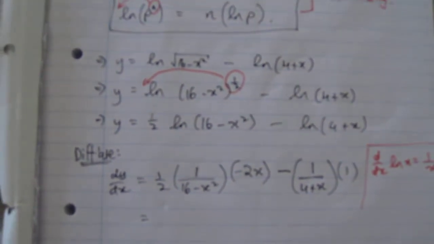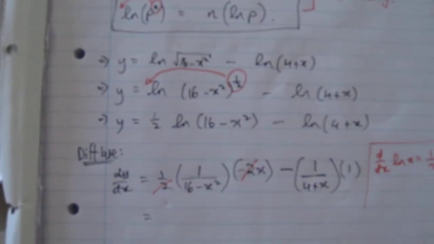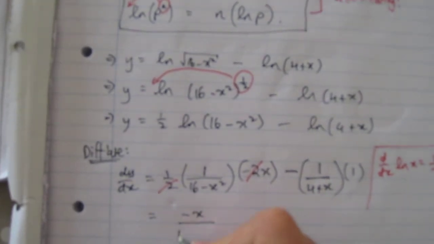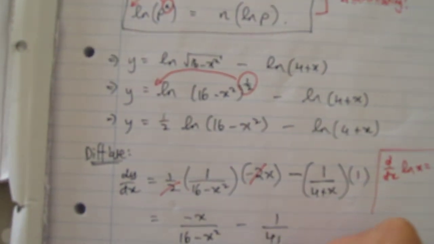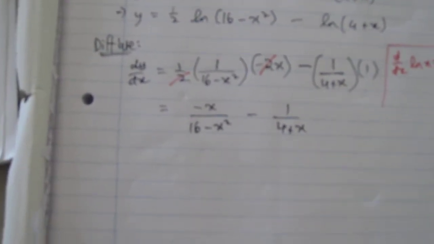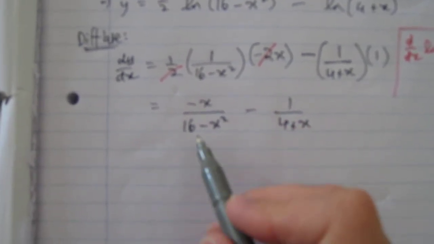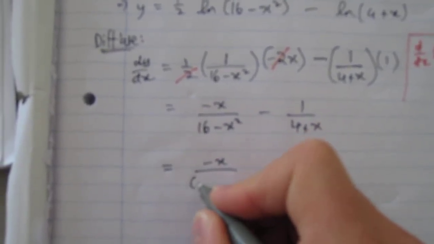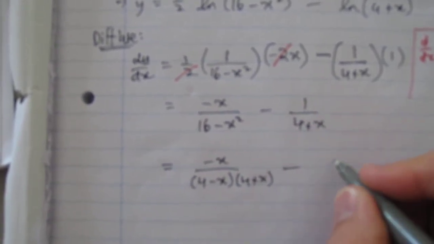Alright, so looking at this now, we have this 2 on the top line. We can divide top and bottom by 2. So we have minus x on the top line over 16 minus x squared, minus 1 over 4 plus x. Okay, now there's a little bit of simplifying we can do. To simplify this, we'd spot that the bottom line there is actually the difference of 2 squares. And not alone is it the difference of 2 squares, so 4 minus x by 4 plus x, one of those squares is the same as the bottom line over here.